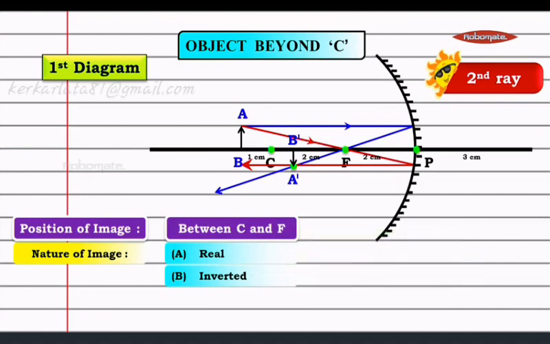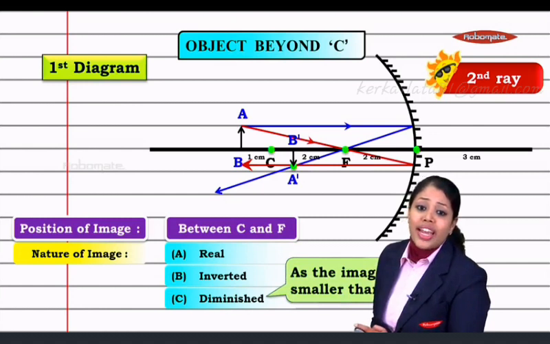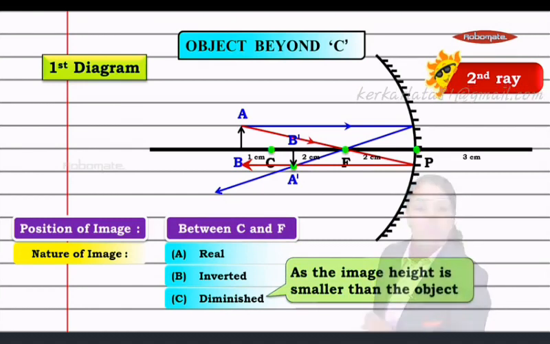And finally, you have to write the size of the image. Now here you can see, students, the image size is smaller than that of the object. The object is 1 line and the image is less than that, right? So you will say that the image is diminished. Diminished means the image height is smaller than that of the object.